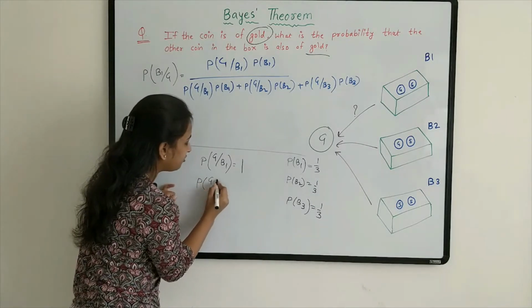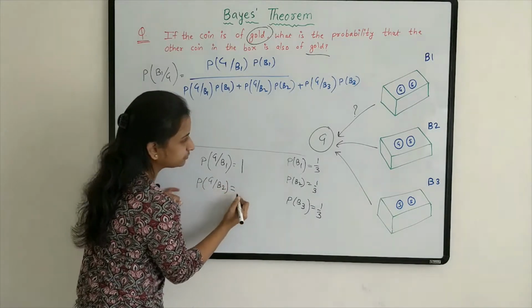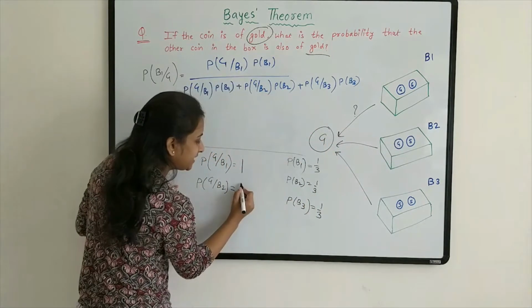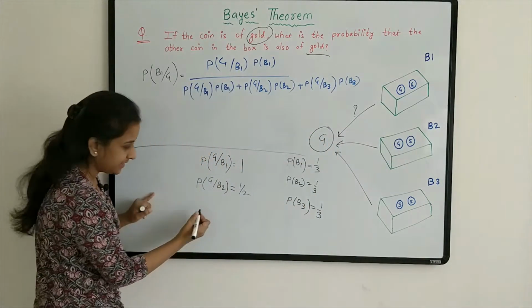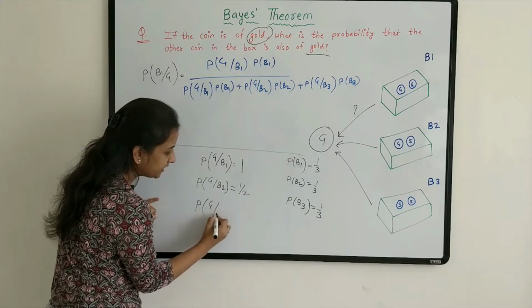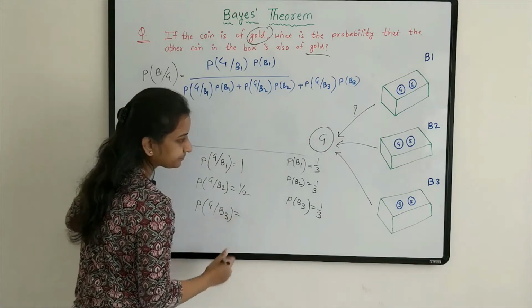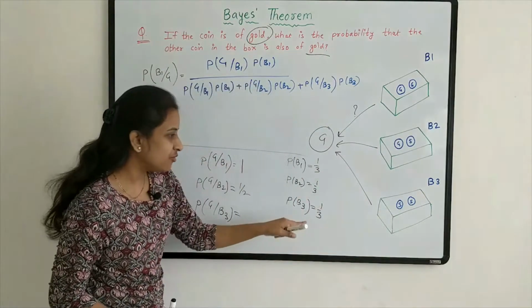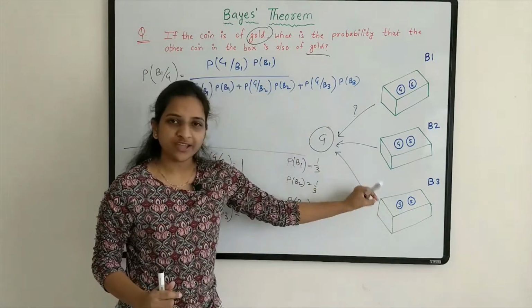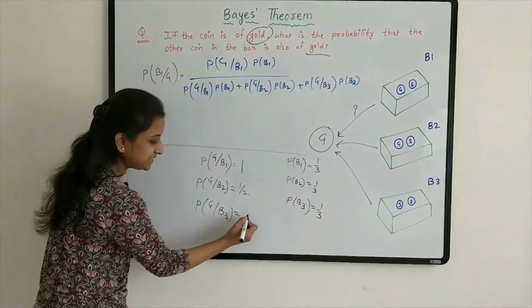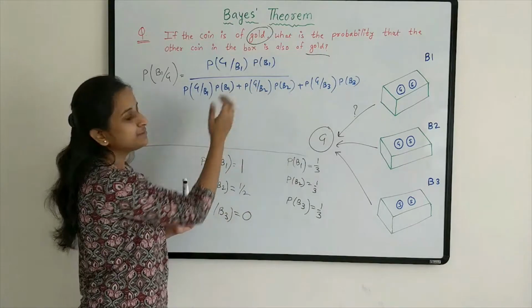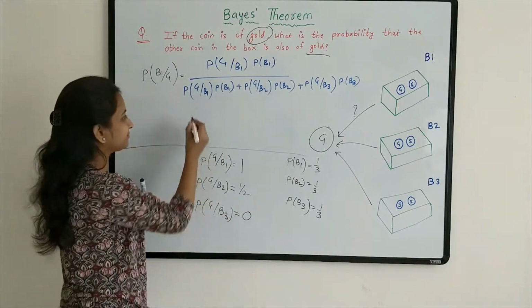Now, probability of gold coin from box 2. There is one gold coin and one silver coin. So the probability is 1 by 2, right? Now, probability of gold coin from box 3. In this case, both are silver. So what is the chance of getting a gold coin from this box? 0.